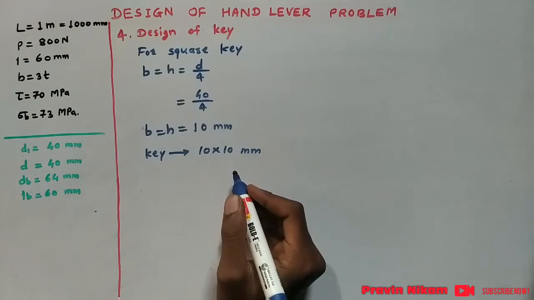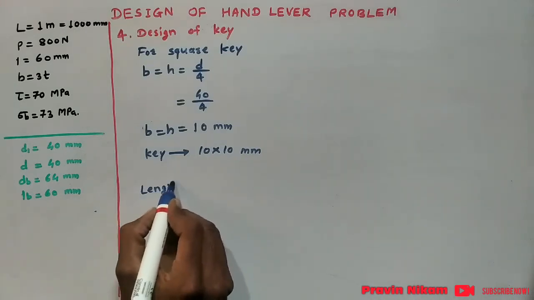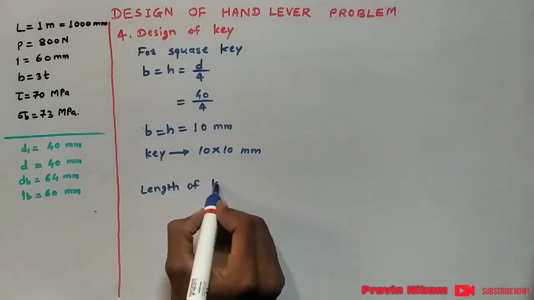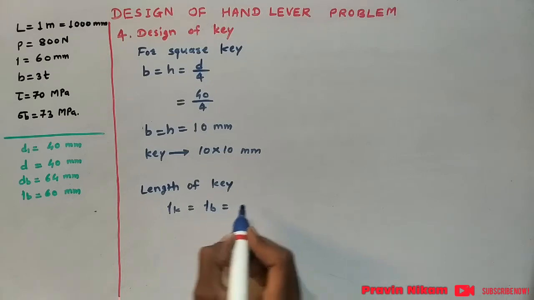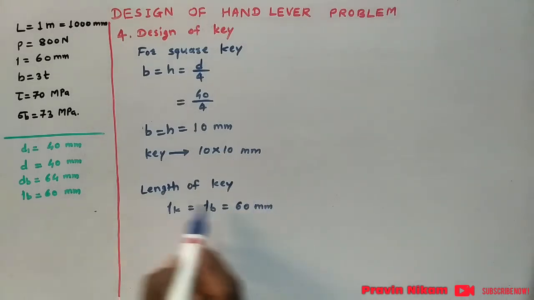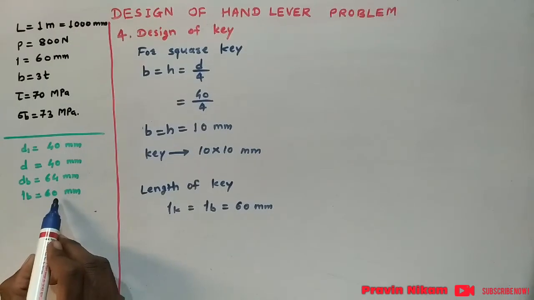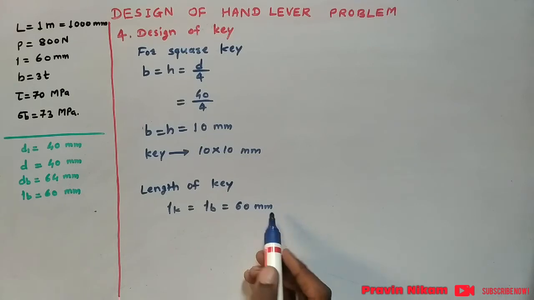Square key is used. Now what is the length of key? The length of key LK is equal to the length of boss, so that is equal to 60 mm, because we know that length of boss is equal to 60 mm. So LK is equal to 60 mm.